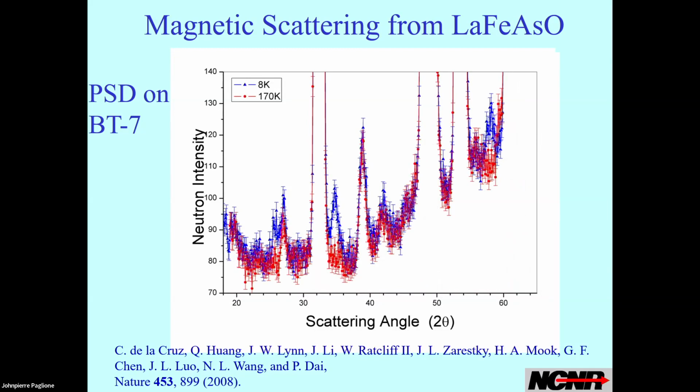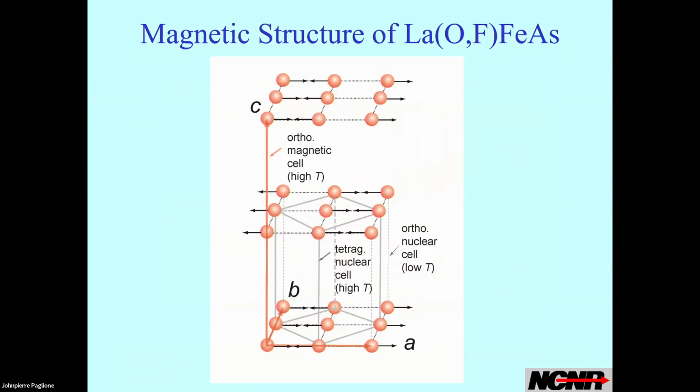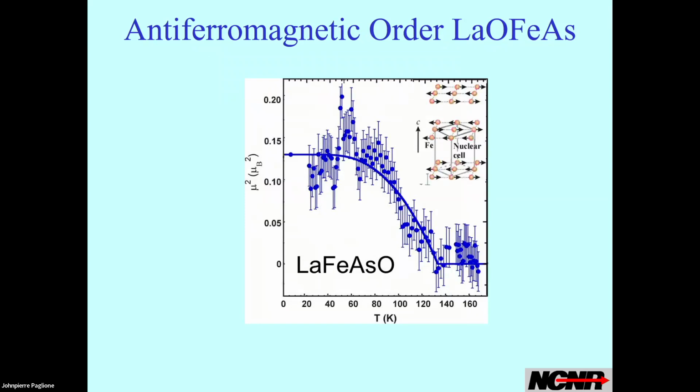So we had 5 peaks overall, and knowing that there's an orthorhombic distortion, you come up with a very simple model. It's just that the spins are parallel along the B-axis in the formerly tetragonal and anti-parallel along the A-axis, and then stacked antiferromagnetically along the C-axis. So that's the magnetic structure. And here's the magnetic ordering temperature that we measured.